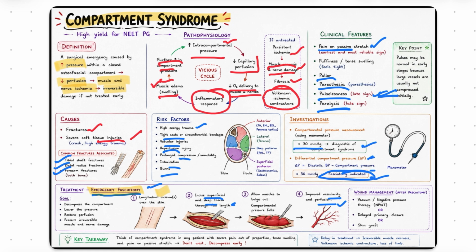So the key takeaway here is, if you think of compartment syndrome in any patient with severe pain, the pain will be out of proportion and there will be tense swelling and pain on passive stretch. You have to act emergently, you shouldn't wait, and you have to decompress as soon as possible. If there is delay in treatment, that may cause irreversible muscle necrosis, Volkmann ischemic contracture, loss of limb.